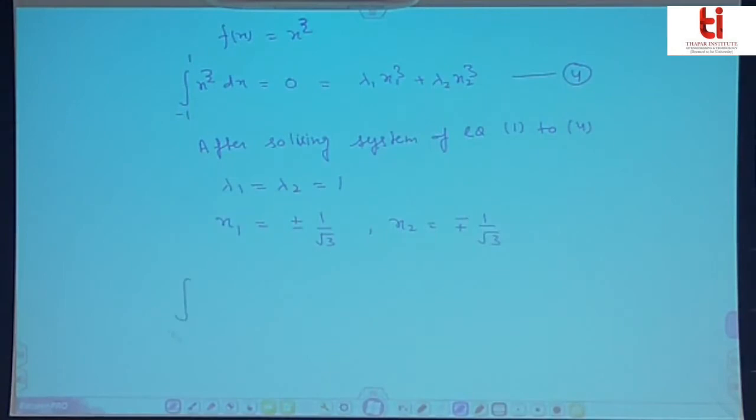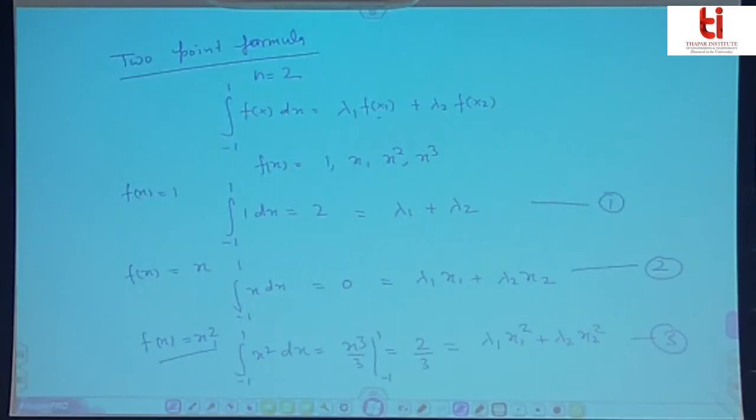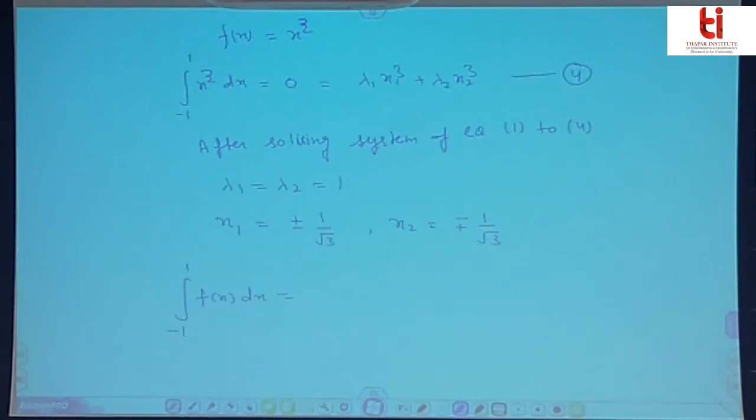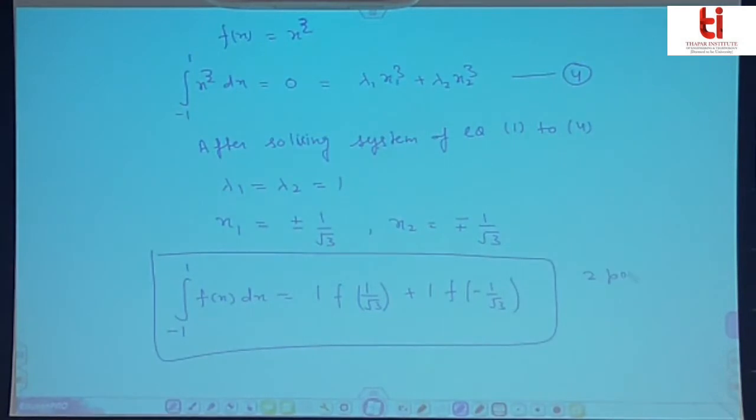The formula is coming out to be the integral from minus 1 to 1 of f(x) dx equal to lambda 1 f(x1) plus lambda 2 f(x2). So the values of x1 and x2 we put here. So lambda 1 is 1, f of 1 by root 3, plus lambda 2, f of minus 1 by root 3. So this is the 2-point formula. Third, we'll write the 3-point formula.